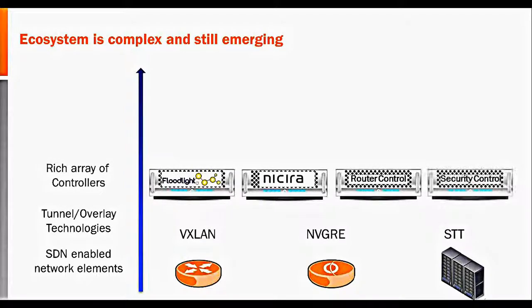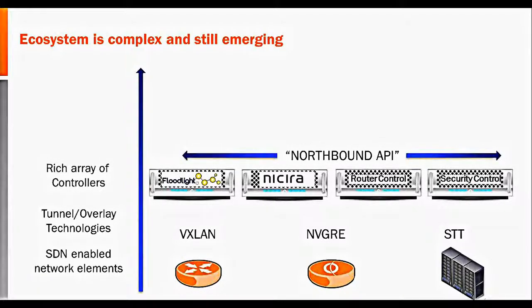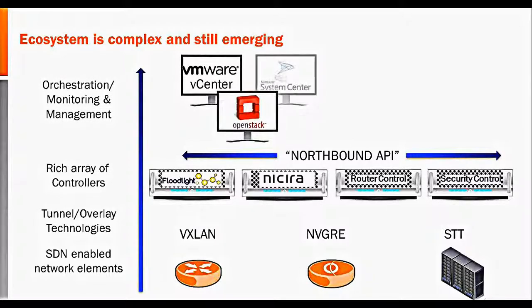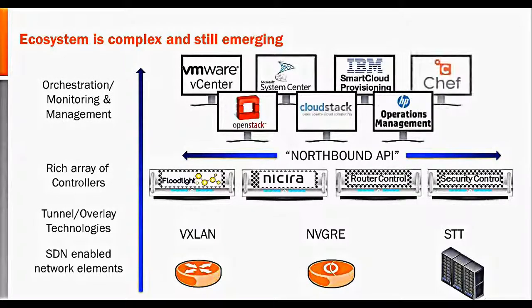It's going to include a rich array of different controllers, including technology like Floodlight or Nasira, other route control and security control technologies, and some open source ones that I think we're still going to be hearing more about over the coming months. And finally, it's going to include an orchestration, monitoring, and management layer coming from any number of different sources. And these, in turn, are going to be able to have interactions through a common set of APIs with applications that will derive the business value that will direct the network and how it has to change.